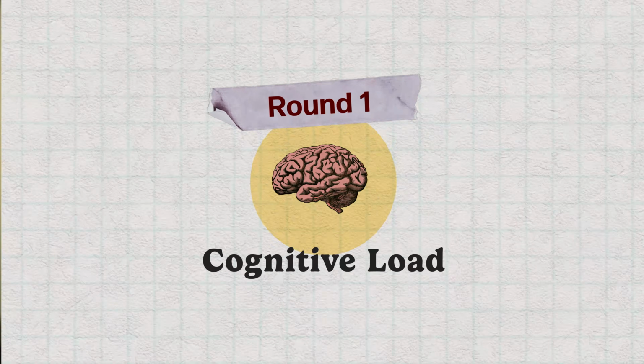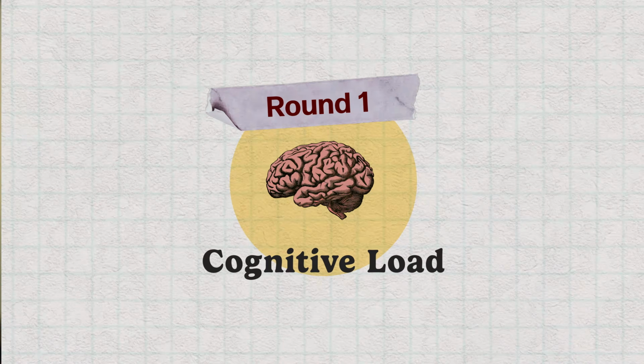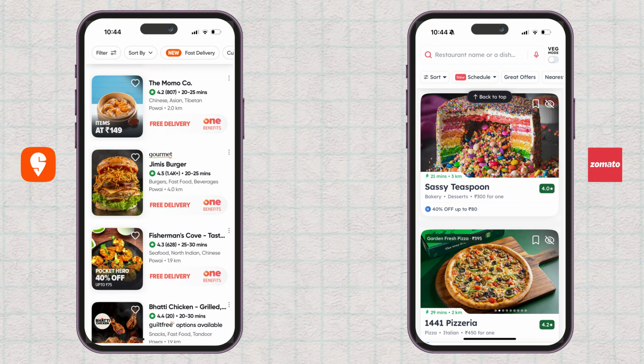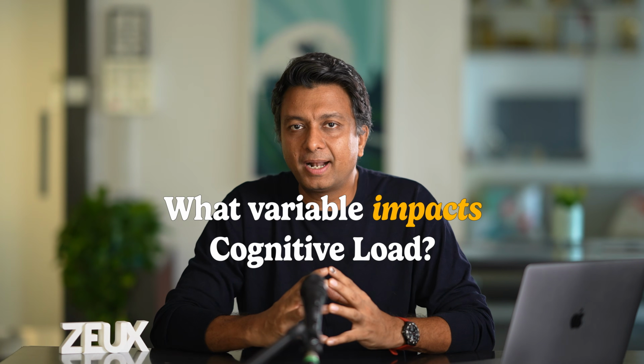Okay, let's start round 1 and compare both apps on cognitive load. If you just compare maybe just the restaurant listing page. Okay, that's a really important page. That's a page everybody lands on. I think that will give you a good sense of which one is creating more cognitive load versus the other. But what variable impacts cognitive load?